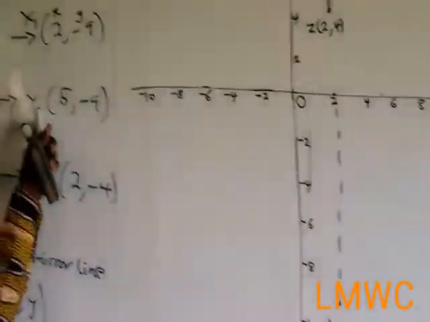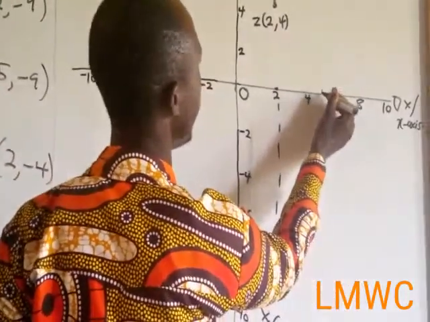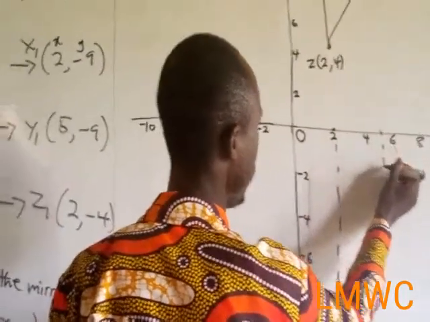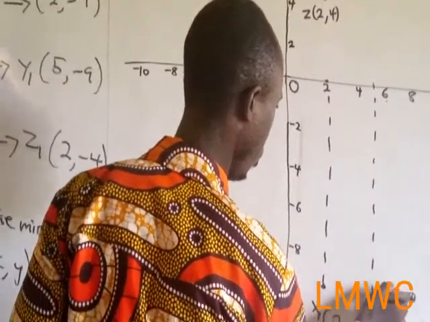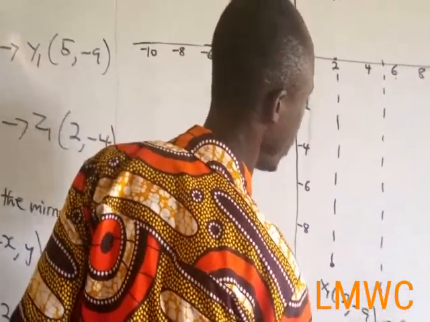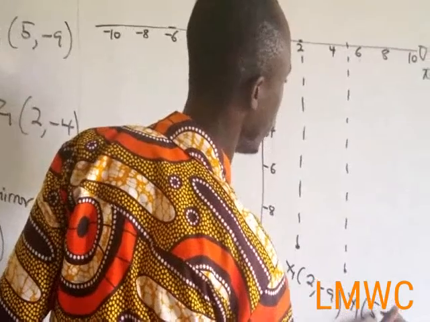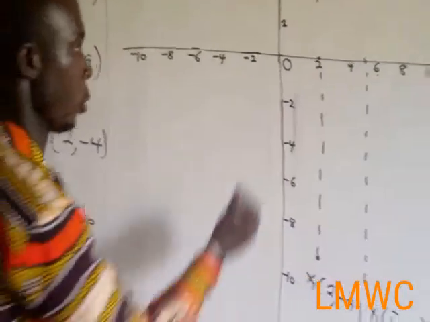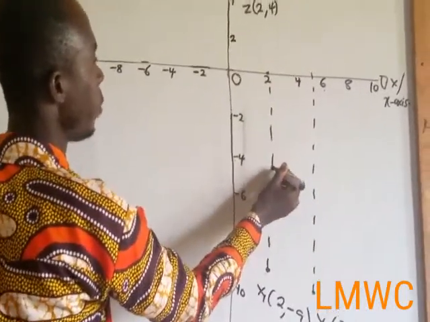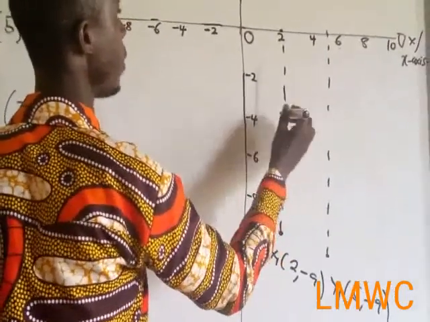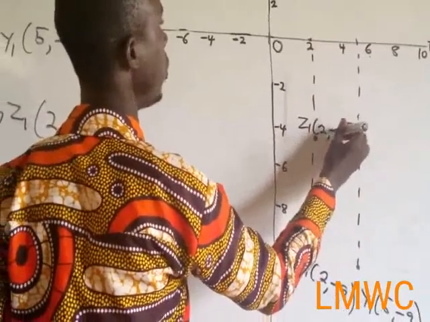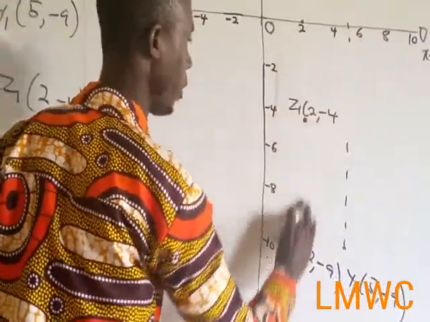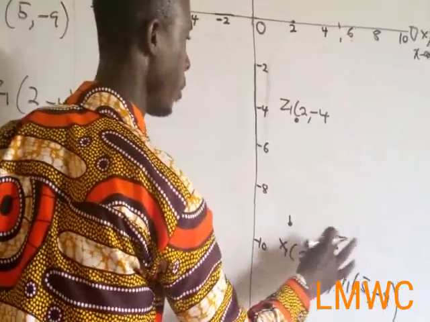y1 is 5, negative 9. So we have 5, negative 9. This is 5. So this is negative 9. So y1, 5, negative 9. And z1 is 2, negative 4. So we have 2. This is negative 4. So that's z1, 2, negative 4. So you clean your short dashes after you get your points.